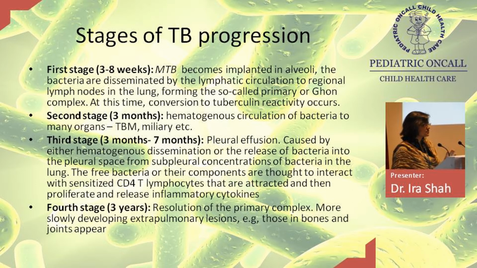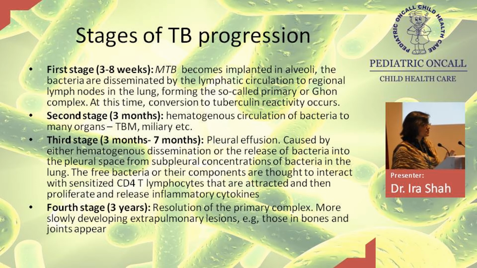The second stage is going to last for 3 months. If the disease is not controlled, it will spread through the bloodstream to other organs such as brain, causing miliary dissemination. So if you have a manifestation of TB and miliary, probably this child was exposed to the bacilli in the last 3 to 6 months. Okay? The exposure is not going to be 2 years back, it's going to be in the last 3 to 6 months. The third stage, that is 3 months to 7 months, is pleural effusion.